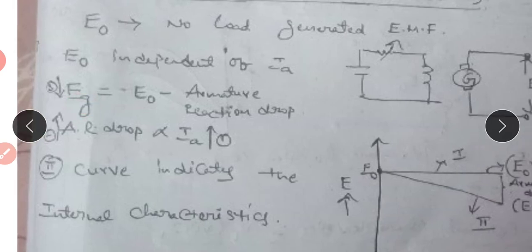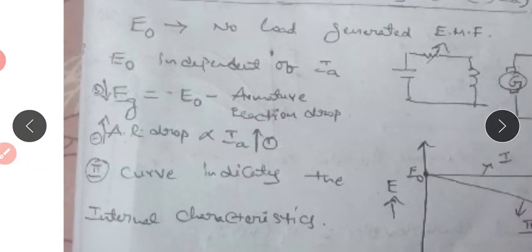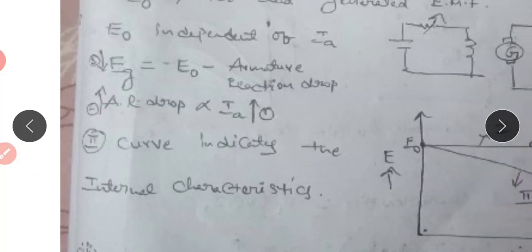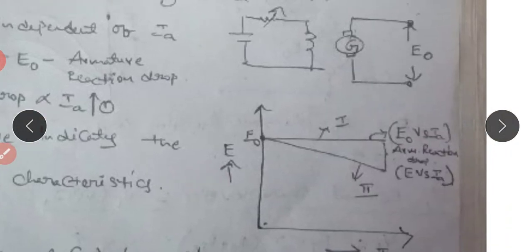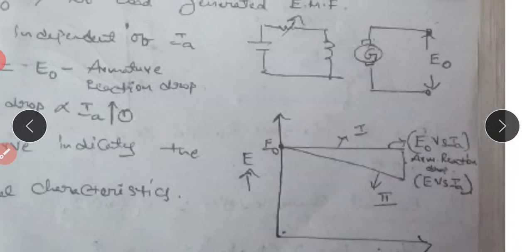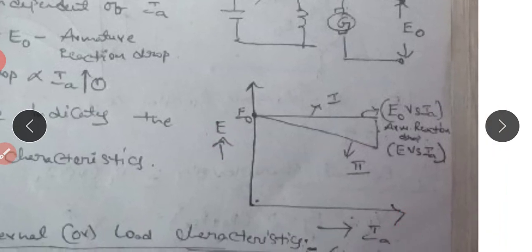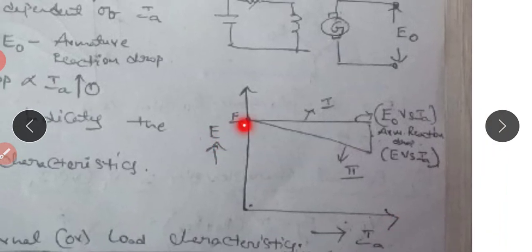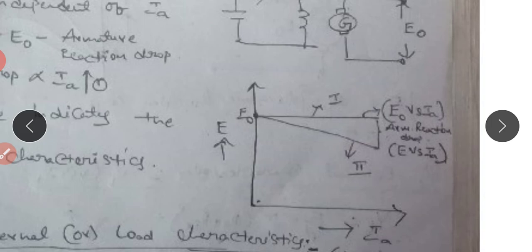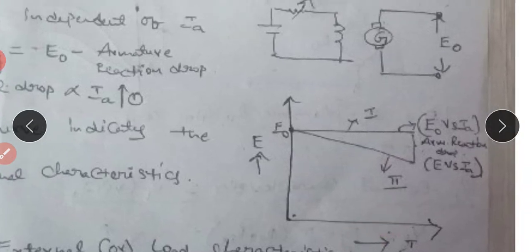E equals the formula E0 minus armature reaction drop. This armature reaction drop value is directly proportional to the armature current. If armature current increases, automatically this armature reaction drop also increases. If this armature reaction drop increases, the generated EMF value, E or Eg, decreases. So by comparing with the E0 versus IA graph, we can draw the E versus IA graph. The main difference between E and E0 is armature reaction drop. So by increasing the armature current, the armature reaction drop increases and the generated EMF value decreases.